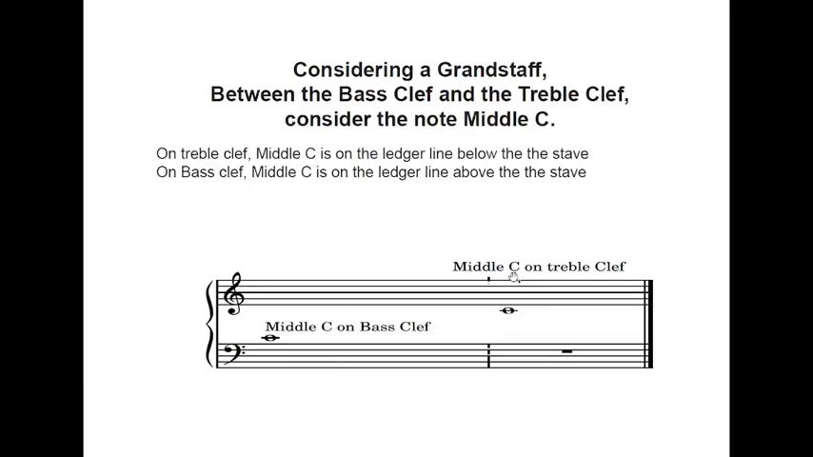Middle C as indicated from the treble clef, middle C as indicated from the bass clef. So considering a grand staff, on the treble clef, middle C is on the ledger line below the stave. On the bass clef, middle C is on the ledger line above the stave.